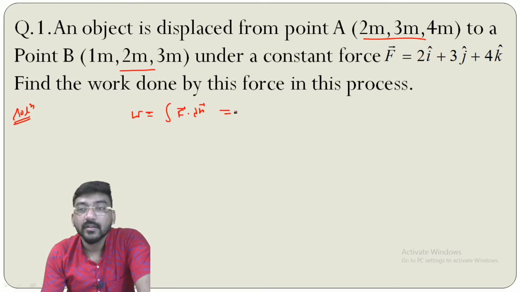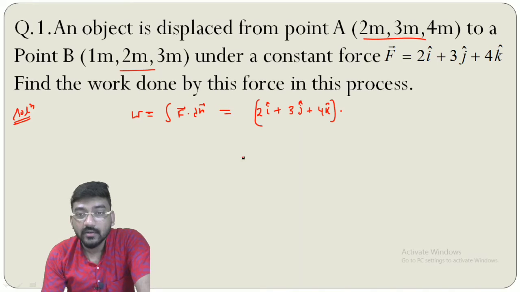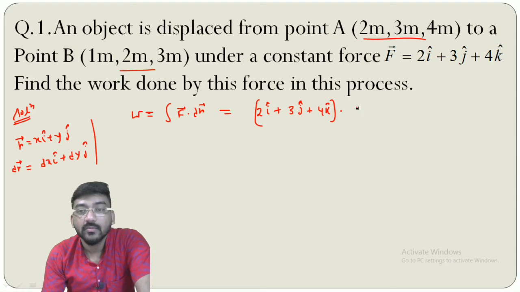And what is F here? F is given as 2i cap plus 3j cap plus 4k cap. Dot, what is dr? Dr means, in two dimension, we know r is xi plus yj. So dr will be dx i cap plus dy j cap. So you can use this.